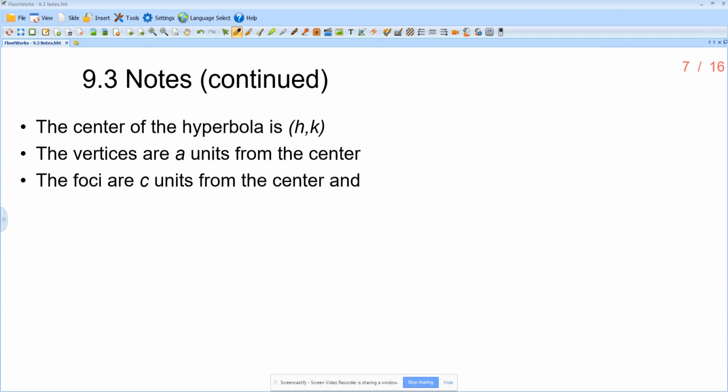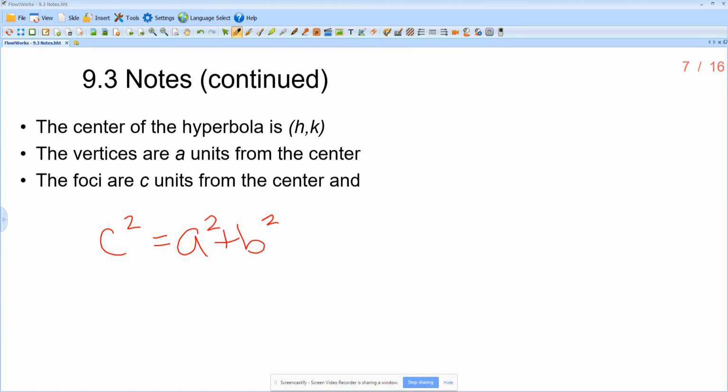So the center of the hyperbola is h comma k, nothing different. The vertices are a units from the center, nothing different. The foci, or focal points, are c units from the center. And again, a little bit different here. c squared is equal to a squared plus b squared. So that plus is what's different for a hyperbola. If you think about it, an ellipse's equation has plus, but its c is minus. So for a hyperbola, our equation has minus, so our c squared has plus.